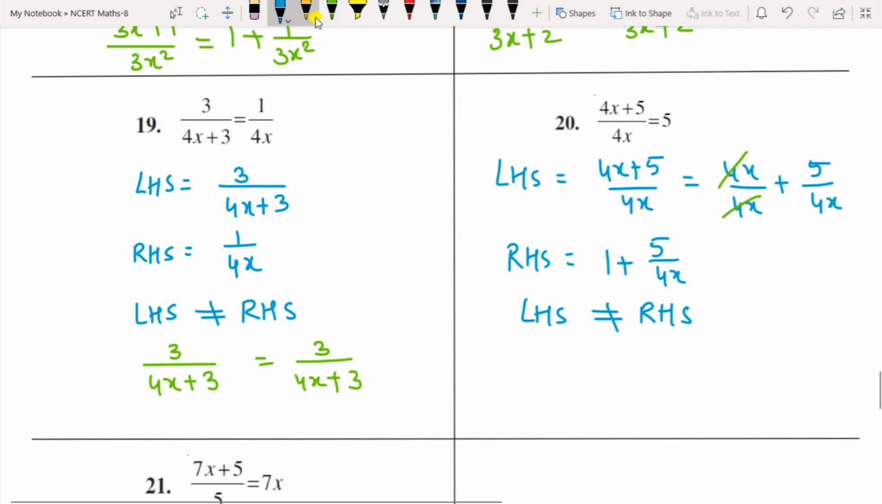So RHS will be 1 plus 5 by 4x, which is not equal to LHS. Okay, it is written only 5 there. So the correct statement should be 4x plus 5 upon 4x should be equal to 1 plus 5 upon 4x.